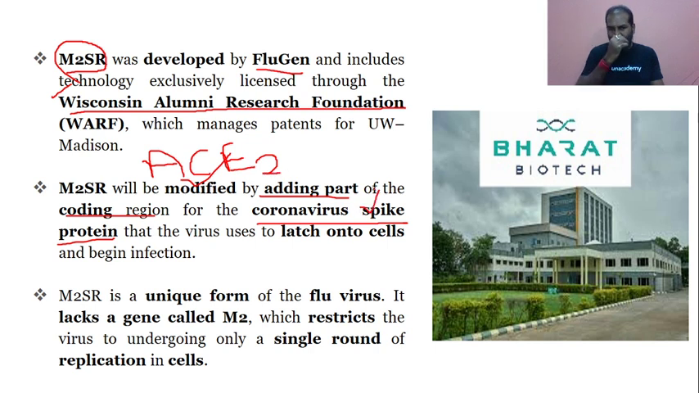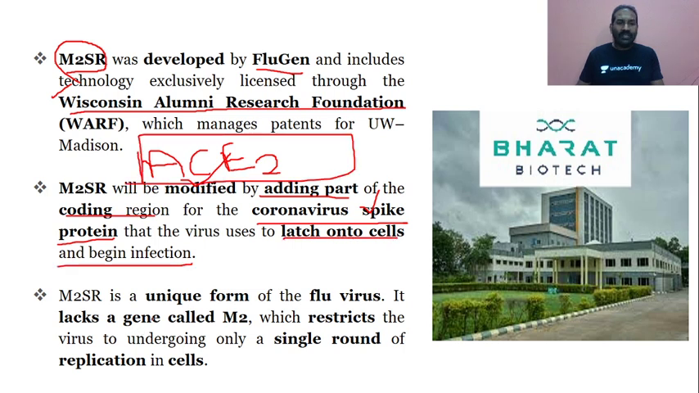Once the spike protein has a bonding or affinity to the human cell receptor ACE2, it immediately develops or multiplies in the human cell or human body. So what they are doing is, now this M2SR will be modified by adding a part of the coding region for the spike protein, which the virus uses to latch onto cells. This is a unique form of flu virus.